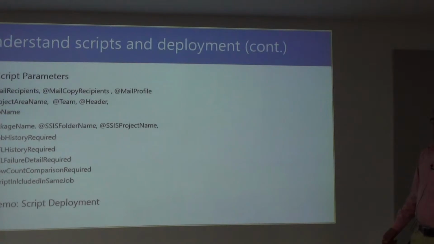Job name, in which job you want to integrate this. Package name, SSIS folder name, SSIS package name, project name. So these are ETL packages related information. So okay, if I am providing the package name, why do I need the SSIS folder name and SSIS project name? Can anybody tell me this answer? Why did I keep three things? As package name will suffice my needs.